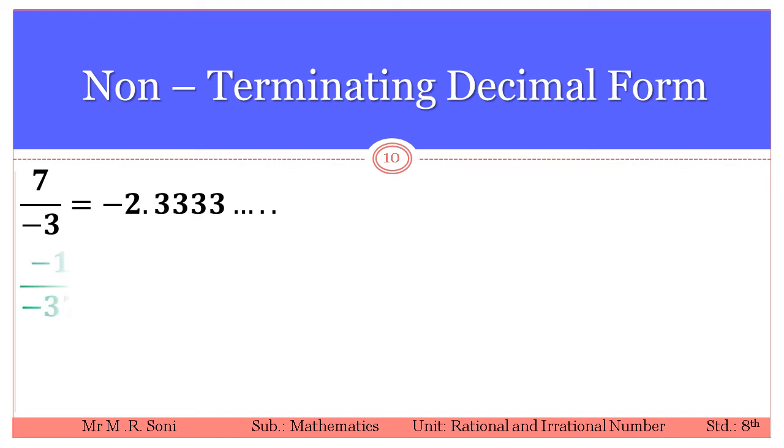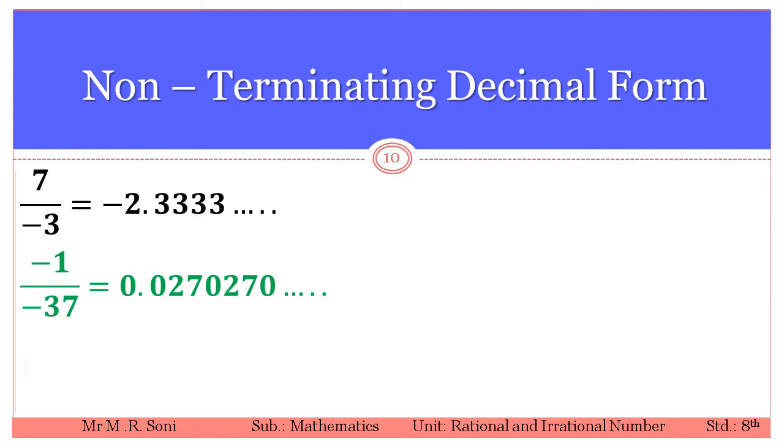Negative 1 divided by negative 37. On simplifying, we get the answer 0.027, 027, 027 and so on. So if you see, it comes with the pattern 027, 027 and 027.